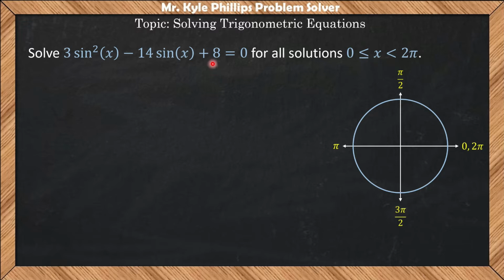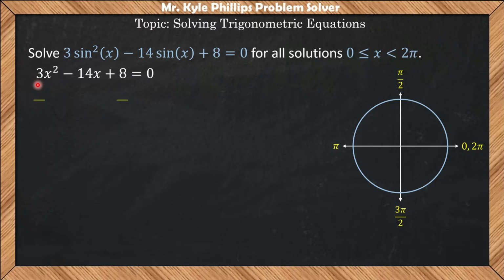Now one thing that may be really easy here to solve this equation is to replace sine x with just the variable x. So let's do that. When we say 3x squared minus 14x plus 8, this looks like a quadratic, which these are pretty easy to solve. So when you're solving quadratics and your a coefficient is greater than 1, we solve by using the AC method.